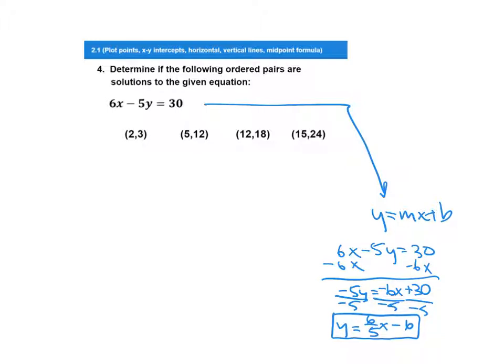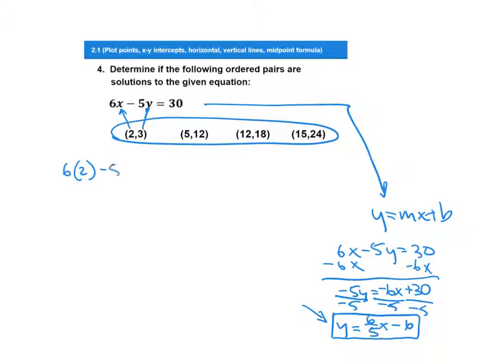So you would go to y equals, type in this equation, then go to second graph, and you can look at the table. So we would check to see if any of these points would be on the line. Another way to do this is to substitute. 2 would substitute for x, 3 would substitute for y, and you're just checking to see if you get a true statement. This is 12 minus 15. This is negative 3 equals 30, and that is not correct. So this is not a solution.